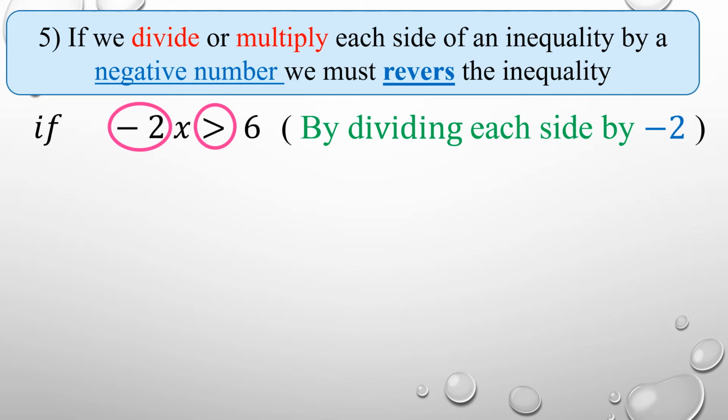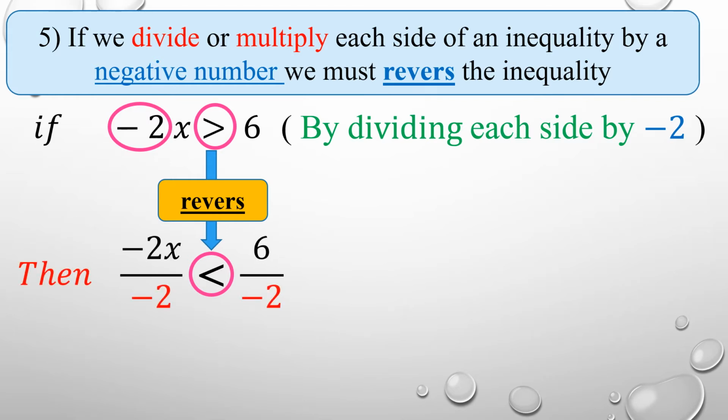Don't forget to reverse the sign. This is bigger than, so we reverse it to less than. So negative 2x divided by negative 2 less than 6 divided by negative 2. So we cancelled negative 2 and negative 2. So x less than negative 3.